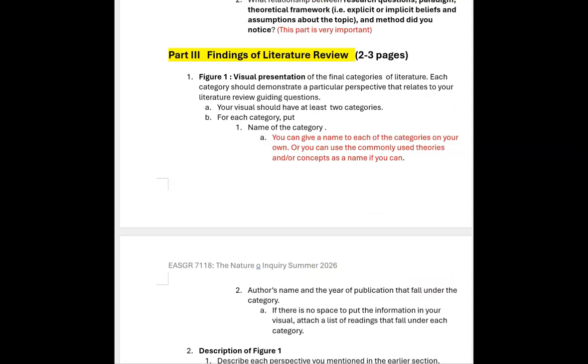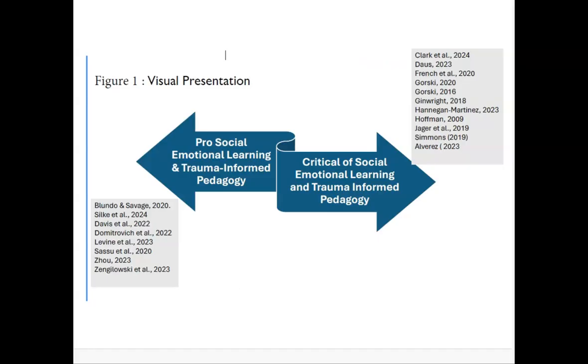Okay, now we are at part 3 of the paper, findings from literature review, and this should be 2 to 3 pages. I want you to insert figure 1, visual presentation of final categories of literature. Each category should demonstrate a particular perspective that relates to your literature review guiding questions. So this is an example of my figure 1 visual presentation of the final categories.